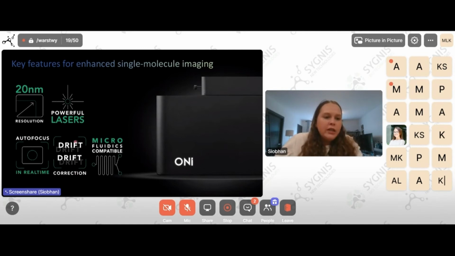And then lastly, we are compatible with microfluidics. Our systems are compatible with users' own microfluidic devices, but we are developing our own prototype at the moment, which will be fully integrated into the system and controlled through the software as well.